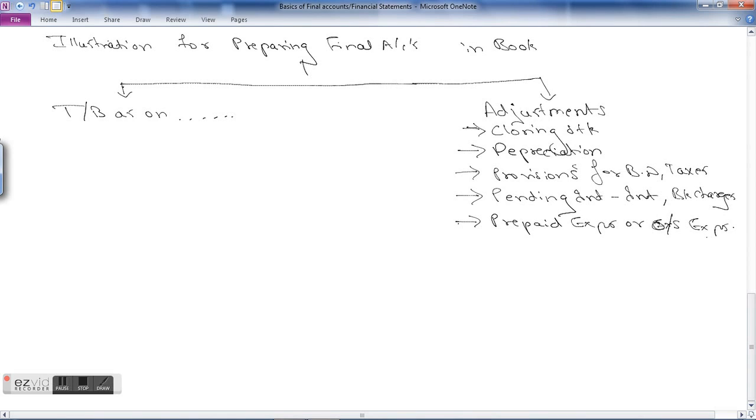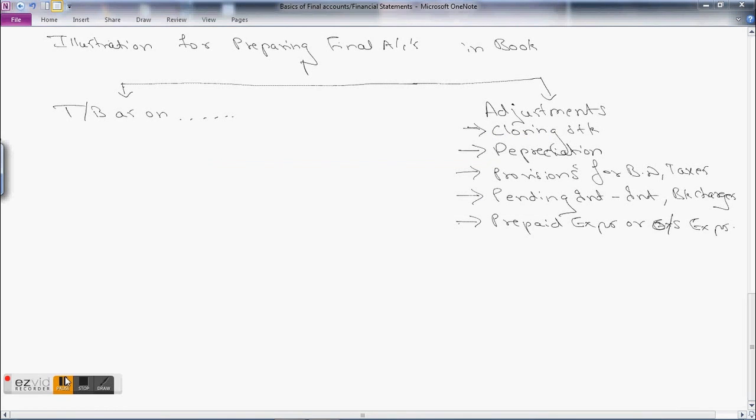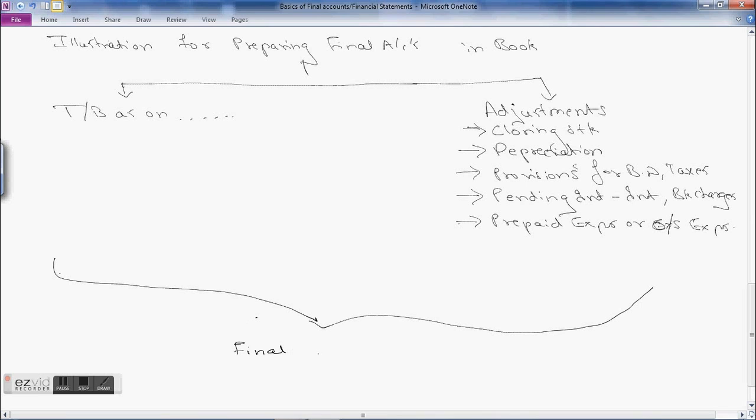Okay, so adjustments will include all those entries which are pending or the effect of which is not given in the trial balance. Now how do we proceed further? All these entries are given and then we are required to prepare the final accounts. So how do we proceed further? Let's see what the rules are.